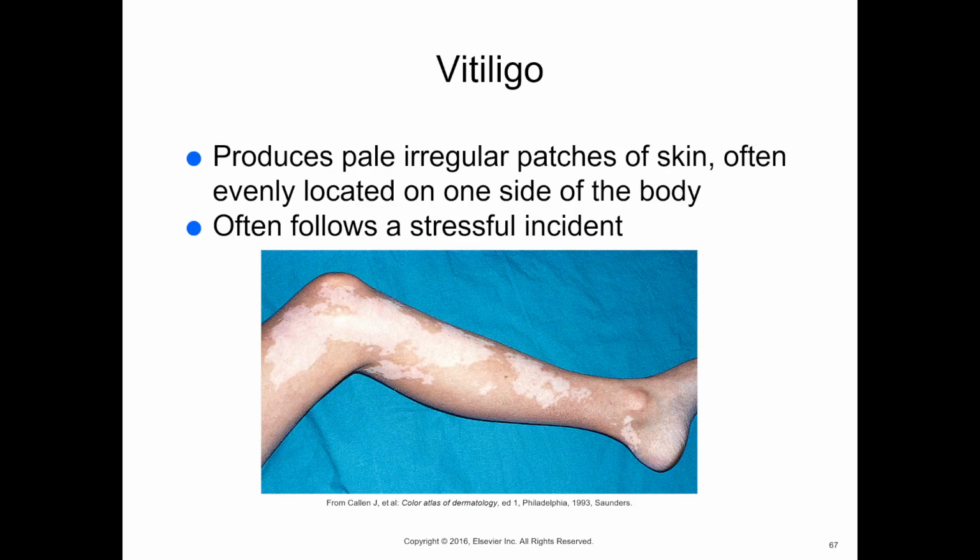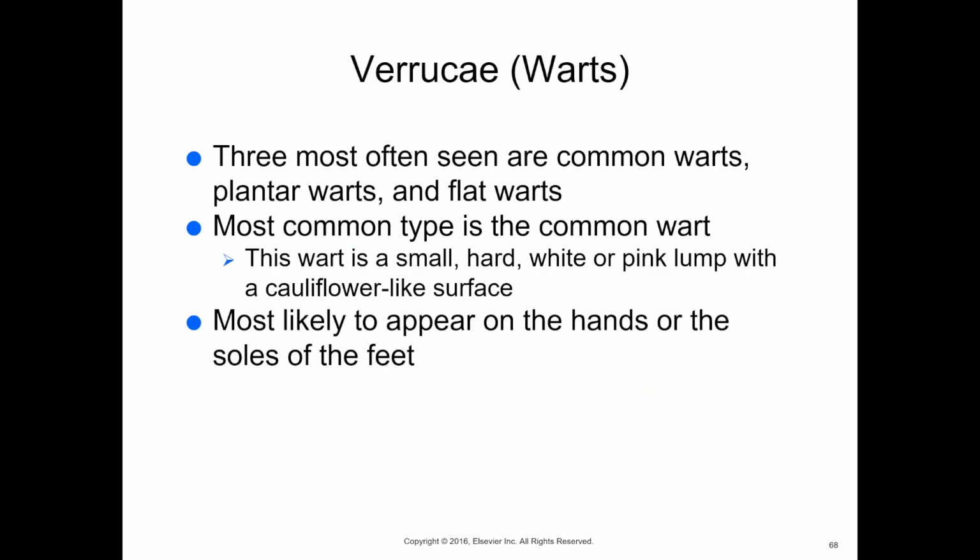Another one, vitiligo. These patches can change in size, they can change in shape, but you get incredibly pale, irregular patches of the skin. Interestingly enough, it commonly happens on just one side of the body. A lot of kids develop this following stressful incidents. There is no cure, but some people do use cosmetic powders, makeups, stuff like that to help cover it up, especially if it's on a typically exposed area like the face.